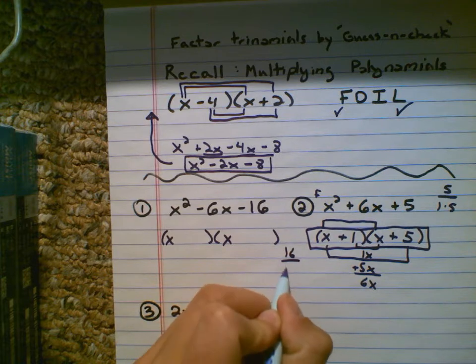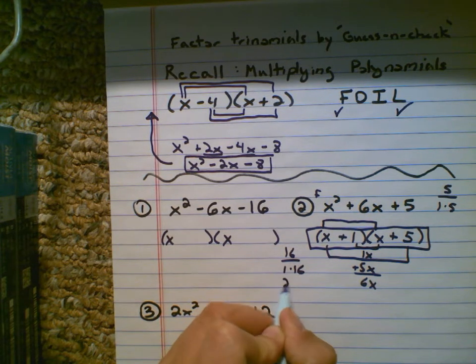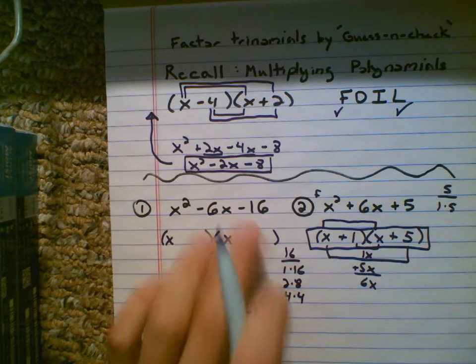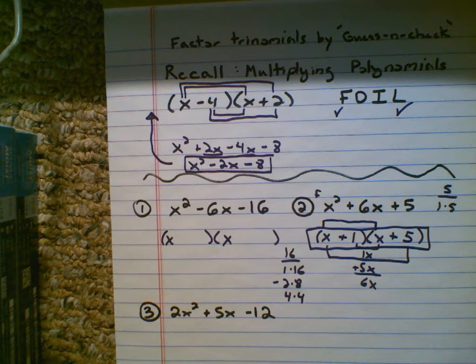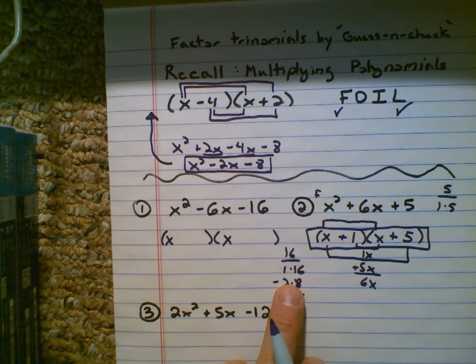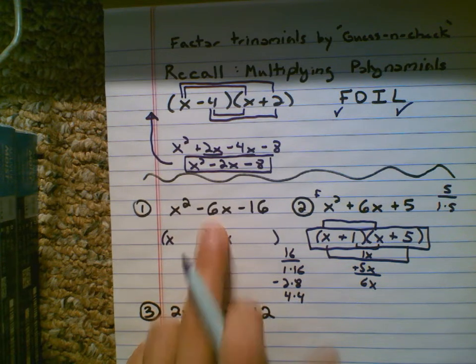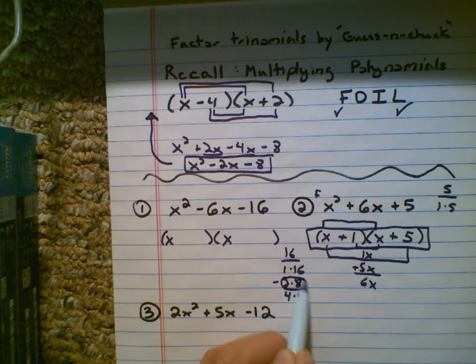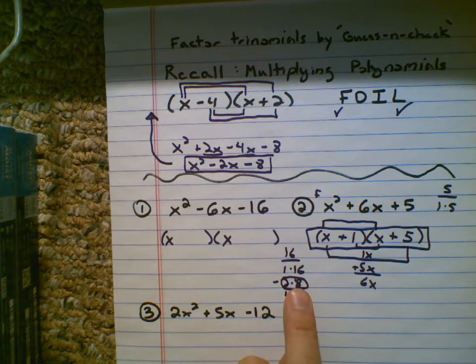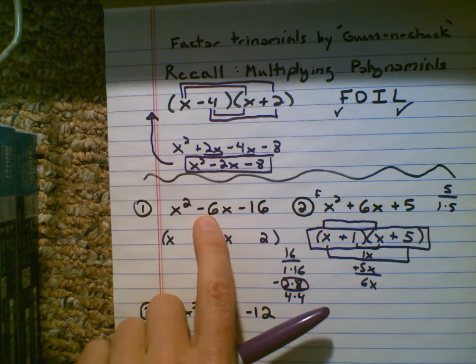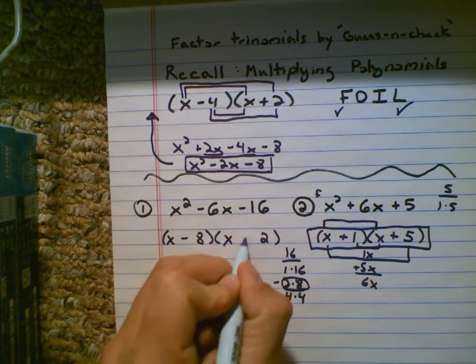Well, 16 could be 1 and 16. It could be 2 times 8. It could be 4 times 4. Now remember, I want a negative 16, so one of these numbers has to be negative. Now, looking at these numbers, I want to use a little bit of an educated guess on which pair is going to get me the best results. Well, if I want a negative 6 in the middle, I can see that 2 and 8 are 6 apart. So I would probably start with this pair. So I'm going to put 8, I'm going to put 2. Now, I want a negative 6, so I'm going to make the bigger number negative.